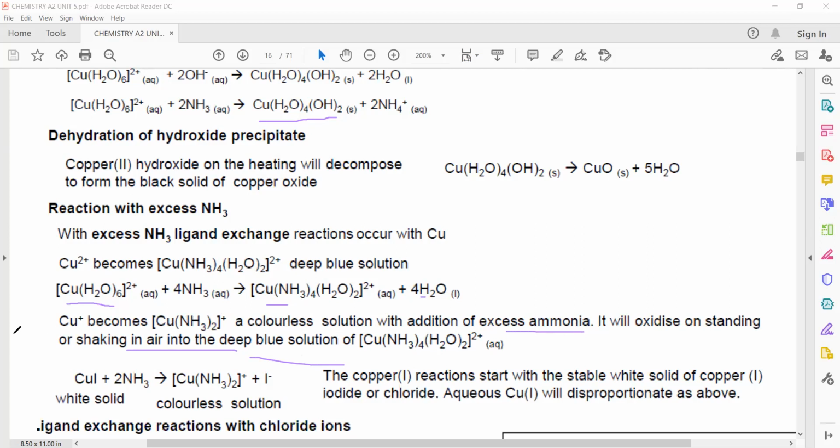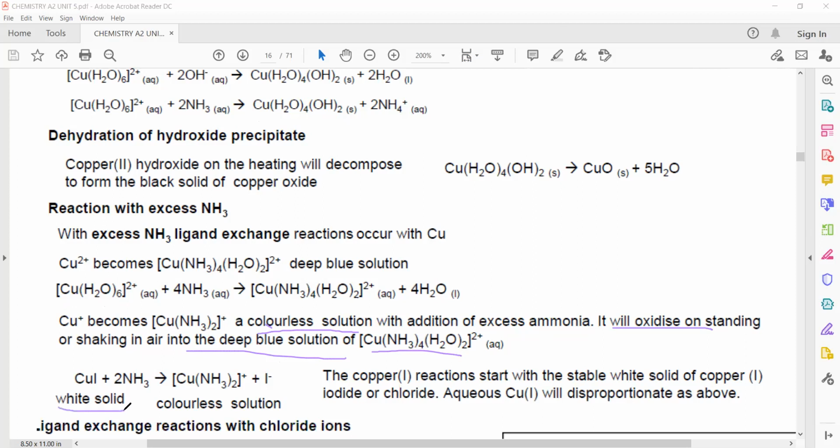Initially what happened, for example, if we add a very small quantity, copper 1 becomes Cu(NH3)2, a colorless solution. If originally we were having copper 1, when we add ammonia, it will originally be a colorless solution. But when we shake the solution, it will oxidize, or if we leave the solution for some time, it will oxidize by air, and it will also form a blue solution.